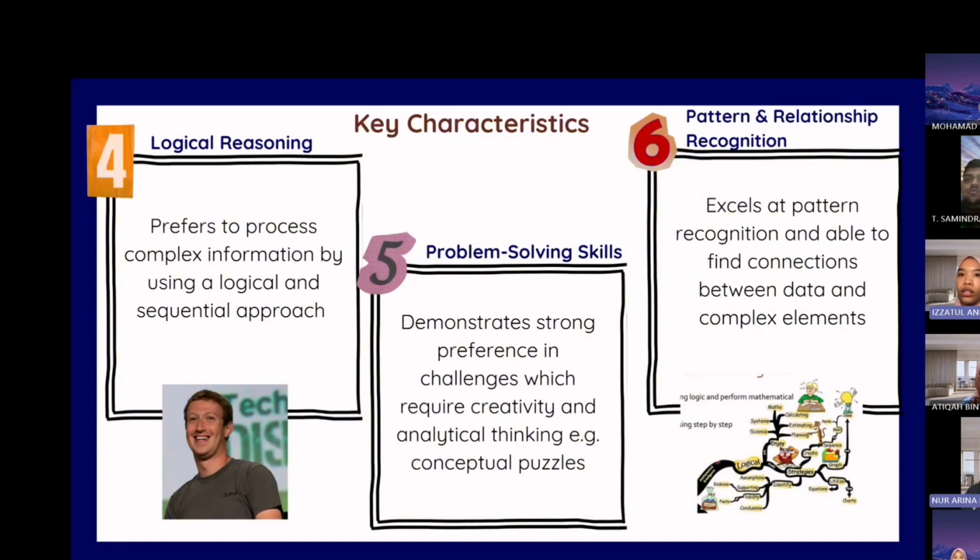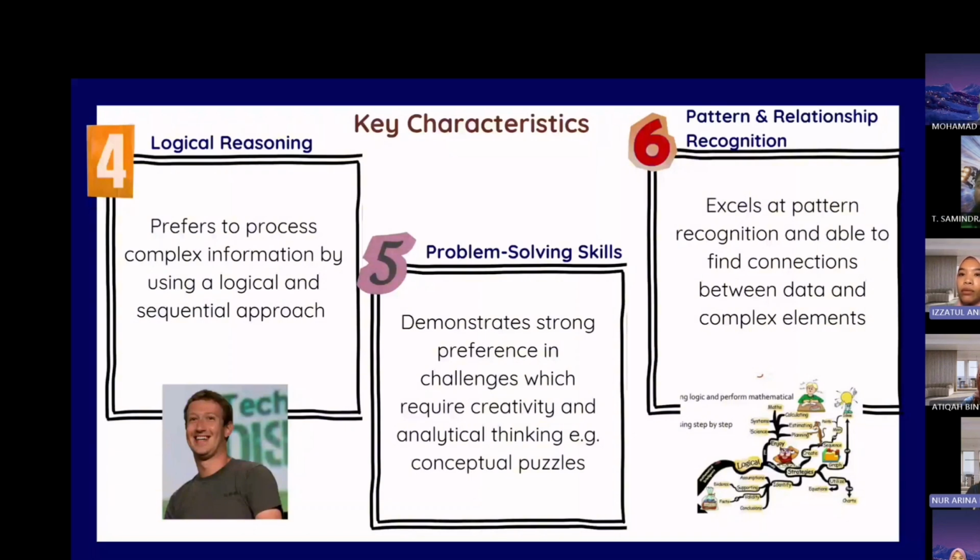People who possess this trait are drawn to challenges that require both creativity and analysis. They enjoy tackling conceptual puzzles, coming up with innovative solutions, and applying critical thinking to solve problems in new and interesting ways. And finally, pattern and relationship recognition.